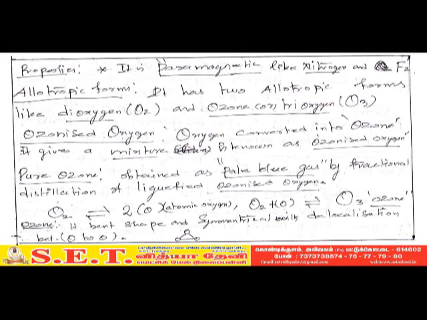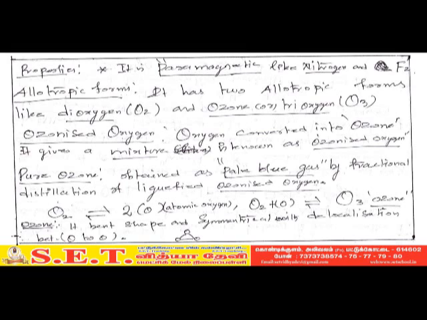And next we are going to know about ozonized oxygen. It is a very important topic. The question may be frequently asked on this topic. Ozonized oxygen means oxygen is converted into ozone. Oxygen, O2, is converted into ozone, O3, to give a mixture known as ozonized oxygen. Again, I am telling what is called ozonized oxygen: the oxygen is converted into ozone, which gives a mixture known as ozonized oxygen.